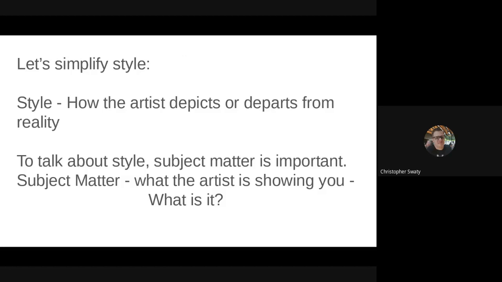The other thing that's really important is as we're talking about style, you have to know what subject matter is. Subject matter is just a big fancy word for what are you looking at. So, what is the artist showing you? That's the subject matter. Is it a portrait of a person? Well, the subject matter is a person. Or is it a still life with a lot of objects? The subject matter is a still life with those objects.